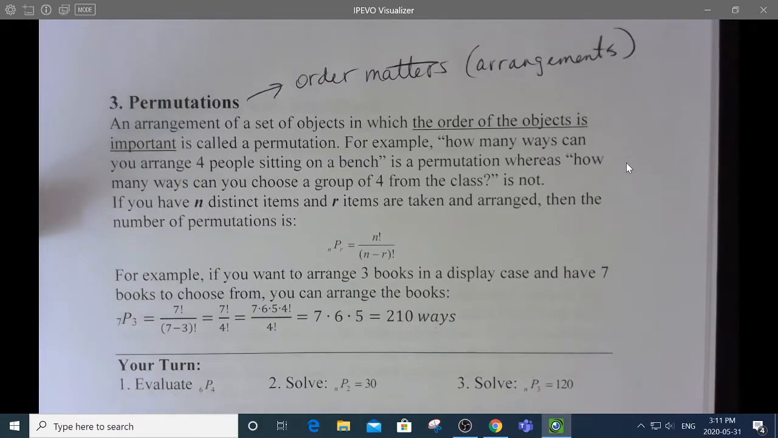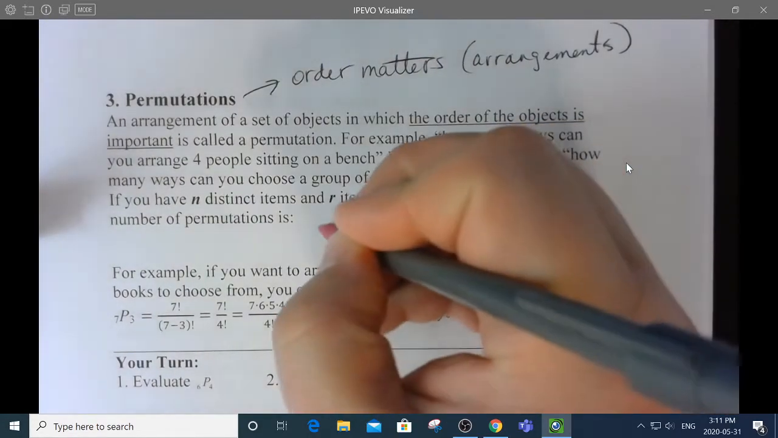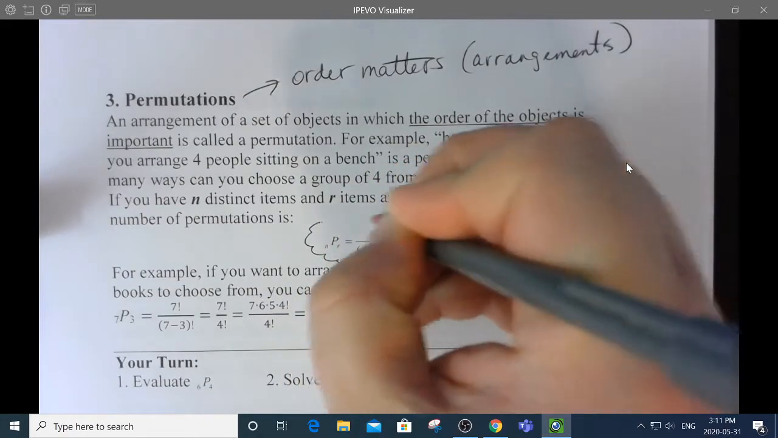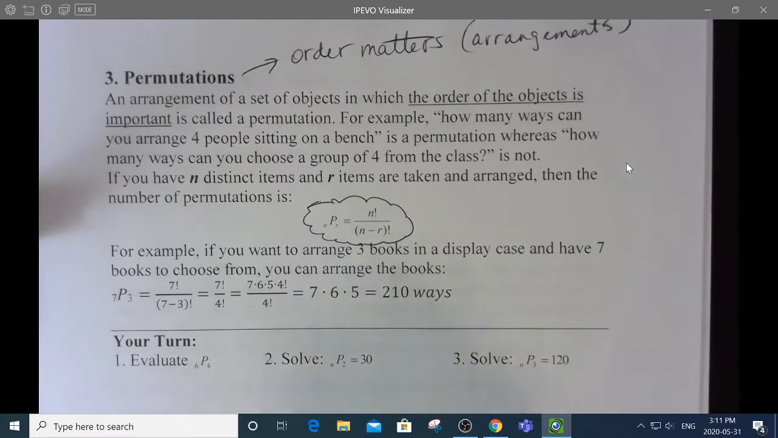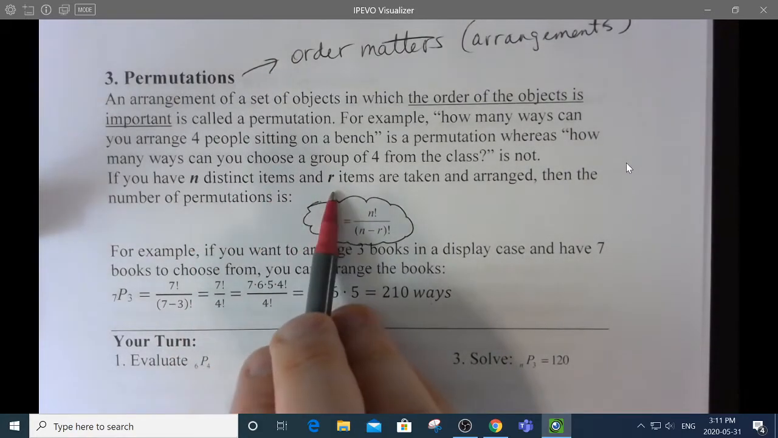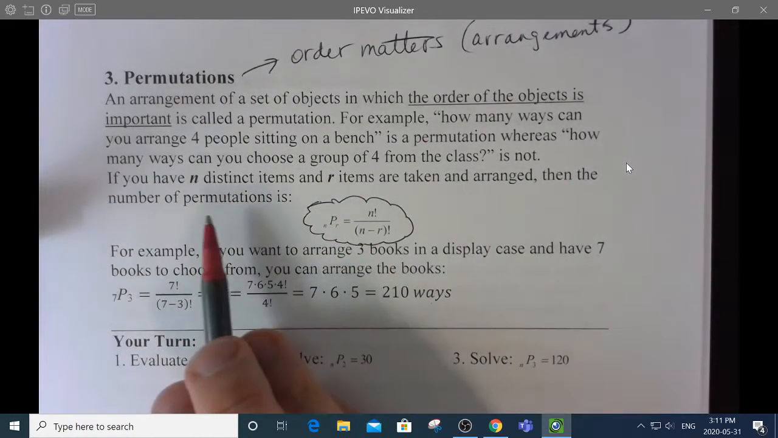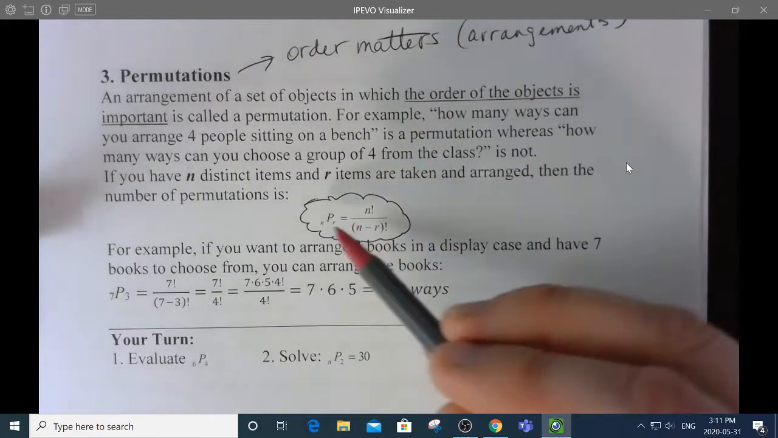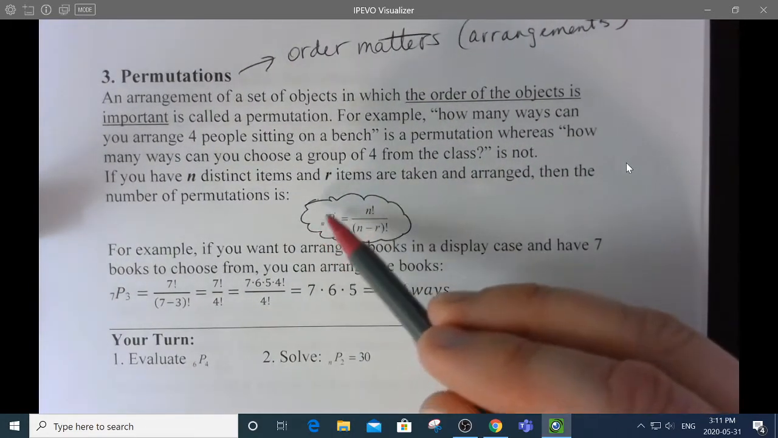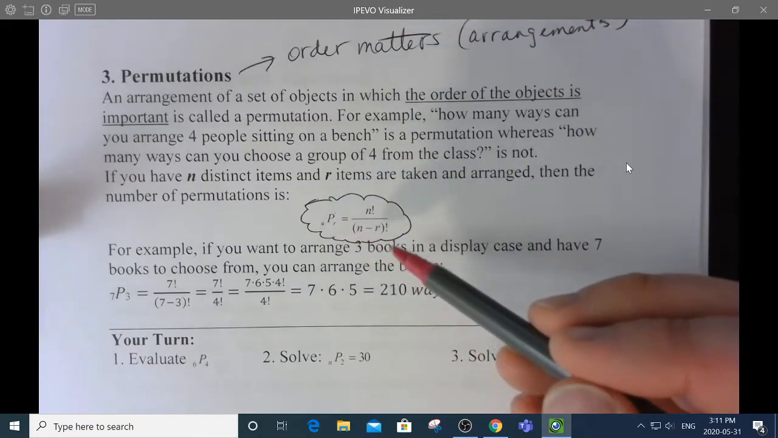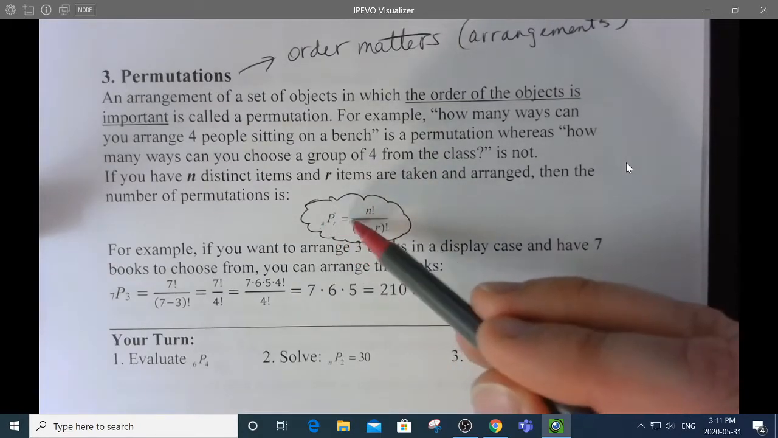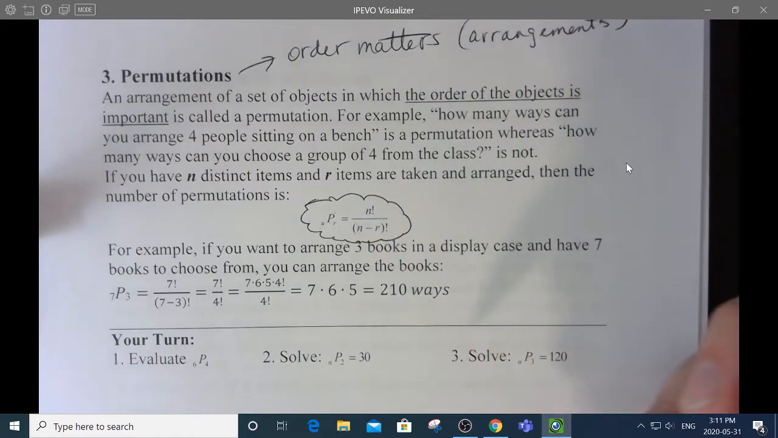All right, anyway. Permutations have a lovely, easy to use little formula. I'll put a nice little circle here, a cloud around it. And here's how it works. If you have n distinct items and r items are taken and arranged, then the number of permutations is what we call nPr, or n permutation r, if you want to be formal, which is n factorial divided by n minus r factorial.